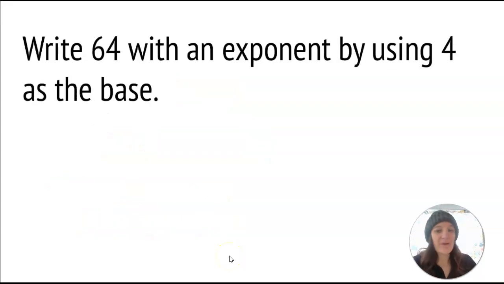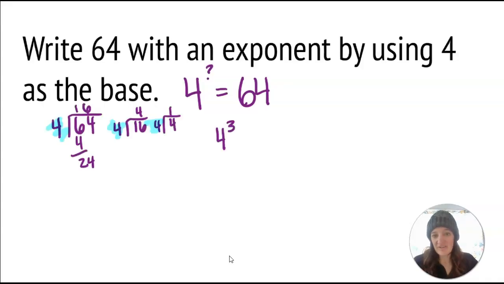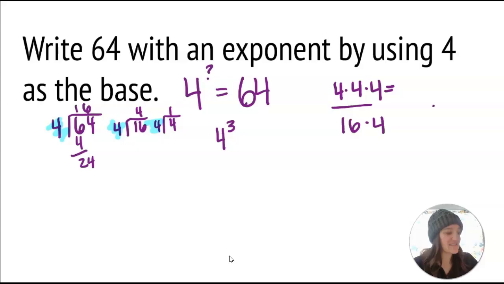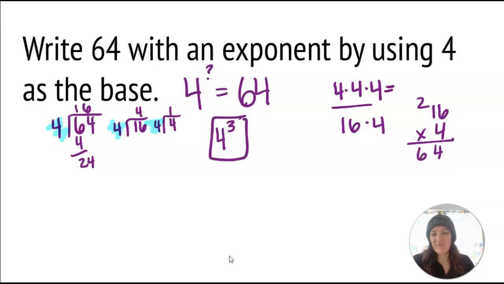And what about if I want you to write 64 with an exponent by using 4 as the base? So now 4 is our base, and we want the answer to be 64. It looks like the exponent is 3. Let's see if that's true by doing it. 4 times 4 times 4. Is that really 64? Let's see. 4 times 4 is 16. 16 times 4 is 64. Yeah, so it is 4 to the 3rd power.